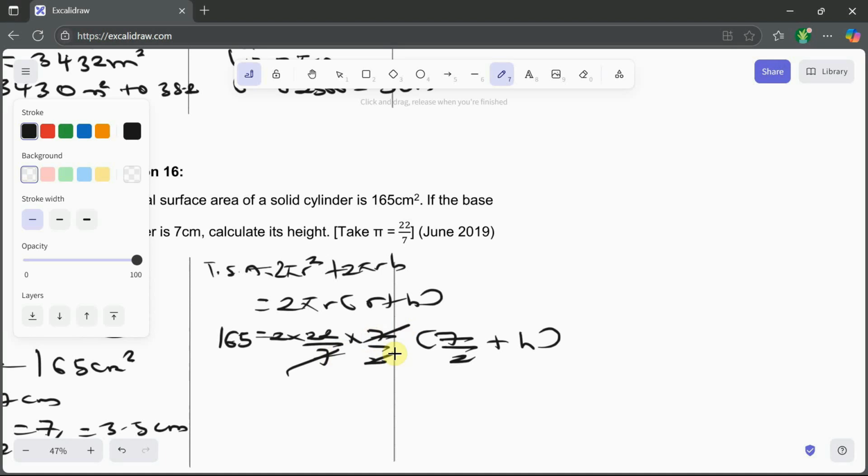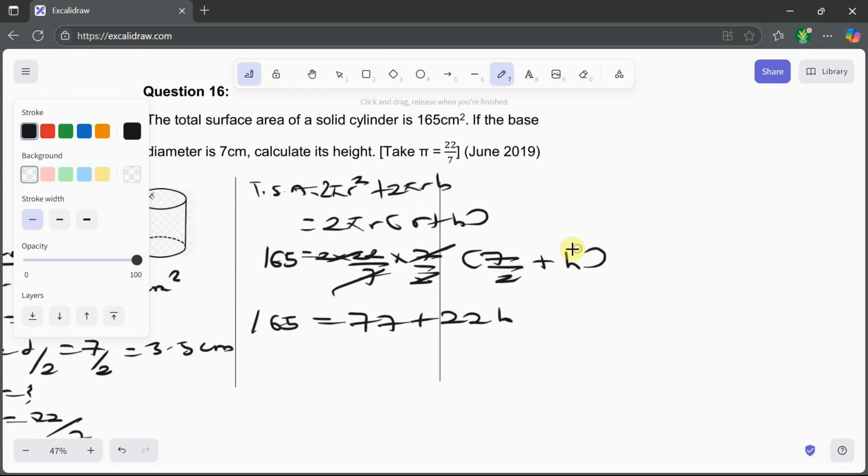7 cancels 7, 2 cancels 2. So I'll be left with 165 is equal to 2 into 22, that is 11 times 7, that's 77 plus 22h, if I open up the bracket. So 165 minus 77 will give you 88. 88 is equal to 22h, and if I divide this by 22, our h is equal to 4 centimeters, and that's the answer to this. Let's see if we're correct.